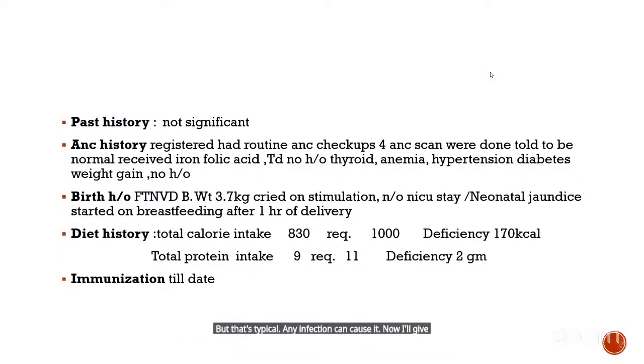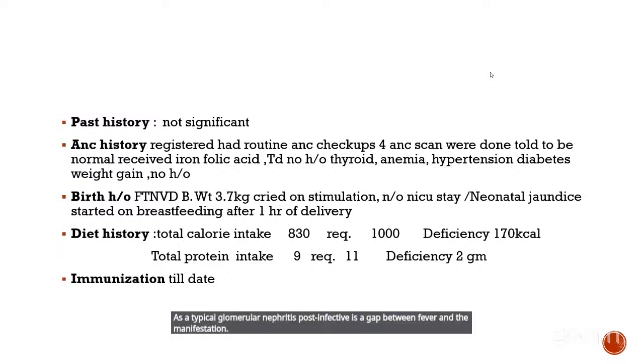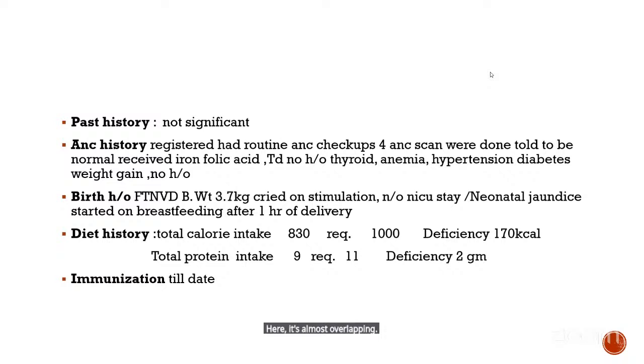Now I'll give you a situation. He said, just 2 days back he had fever, but from yesterday there was no fever, and now he has developed edema and oliguria. And mild fever is still there. Is that a possibility? What kind of possibility? As I said, typical post-infective glomerulonephritis has a gap between fever and the manifestation. Here, it's almost overlapping. IgA nephropathy can come with that. I want you to take a note that dengue fever will present like this: oliguria and edema. Of course, the child will be looking sick. And therefore, if this child was absolutely normal, it's a nephrotic syndrome.